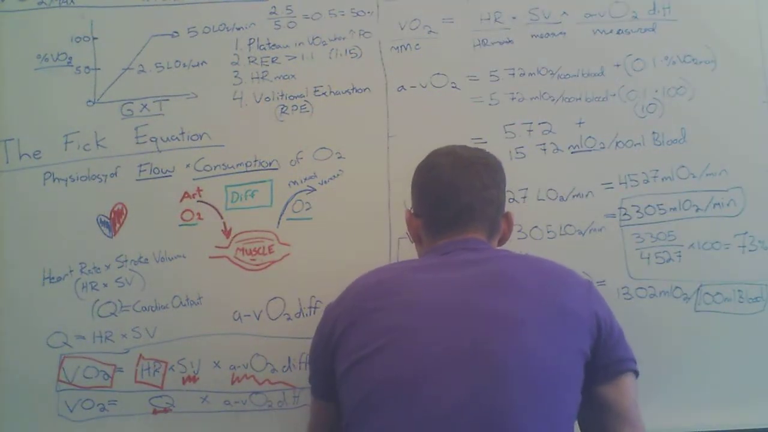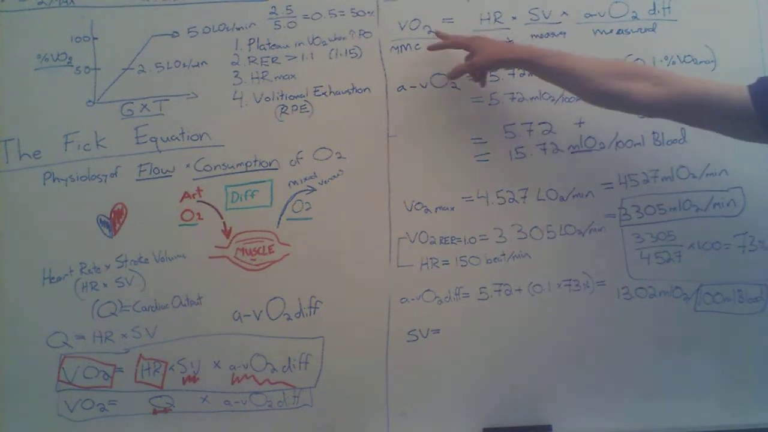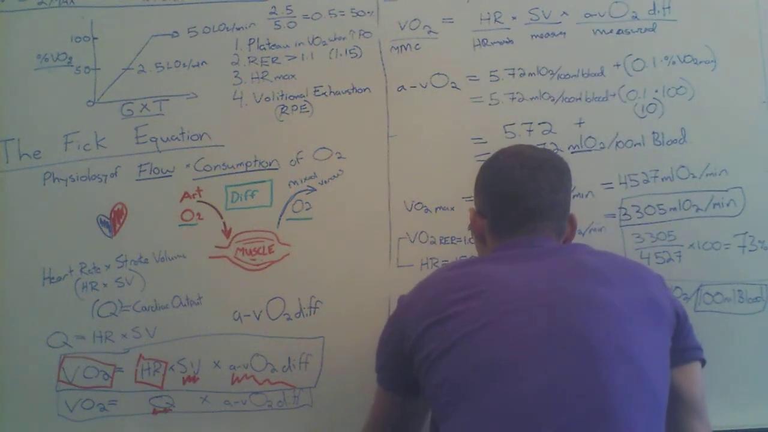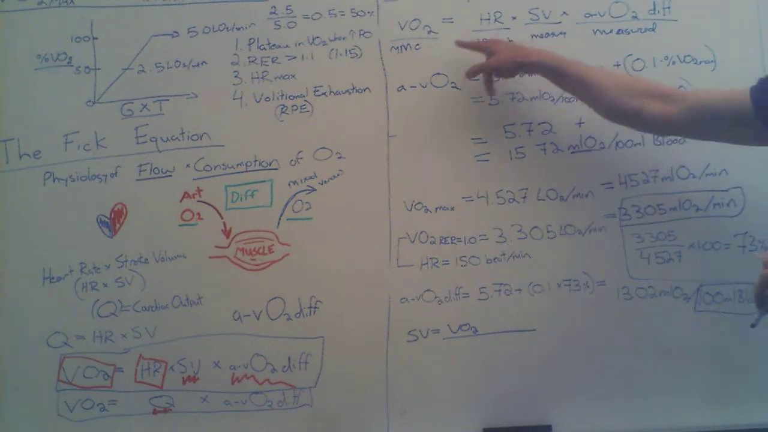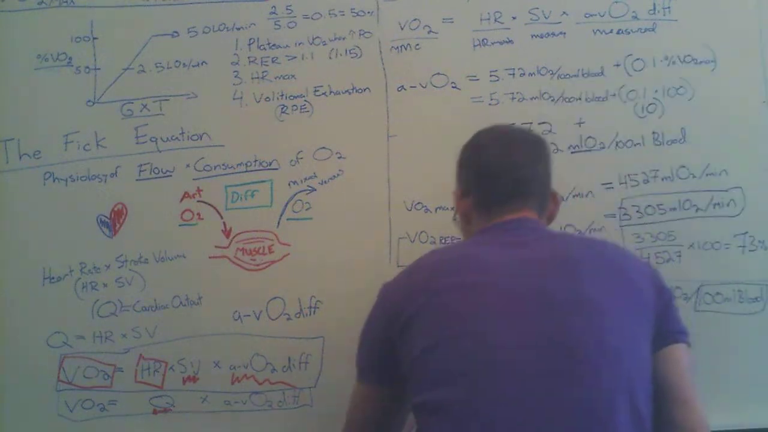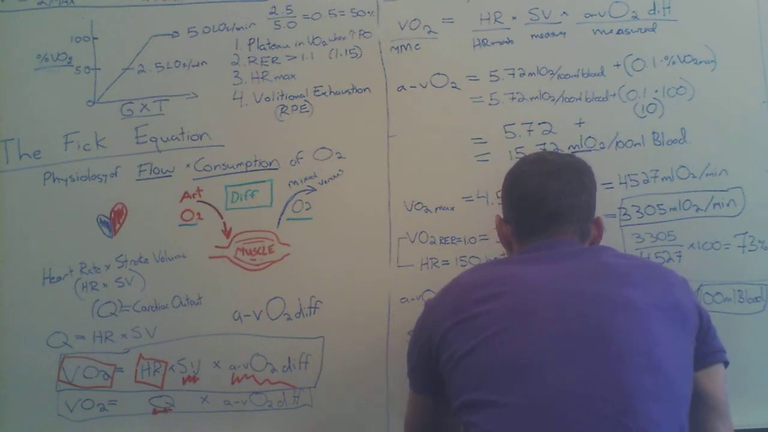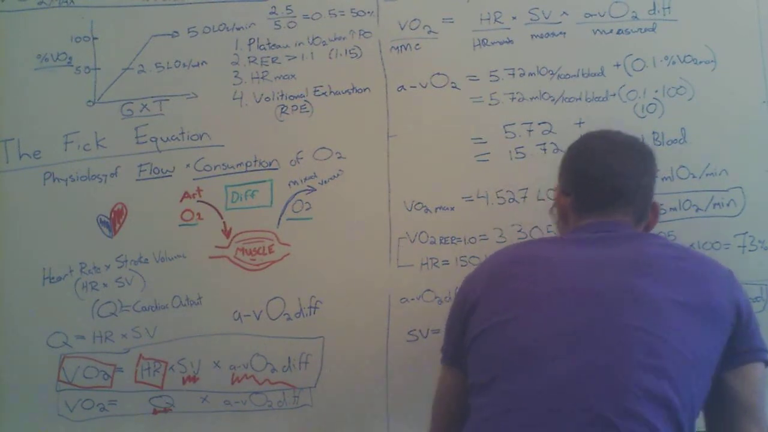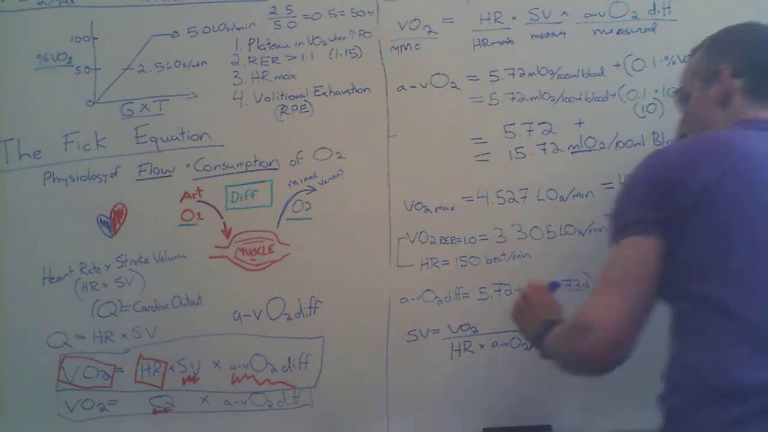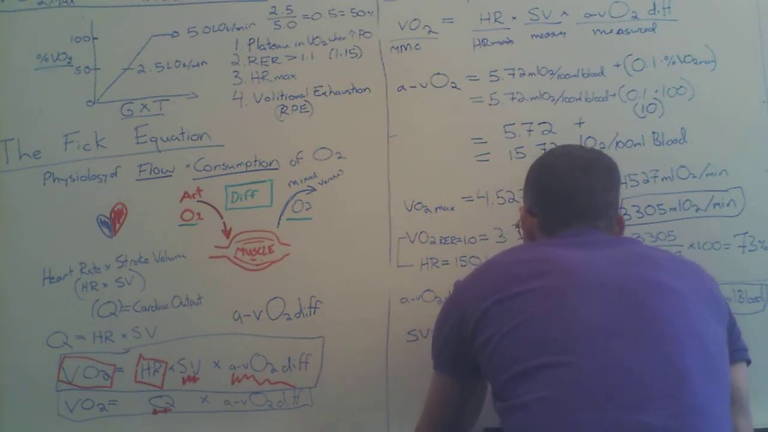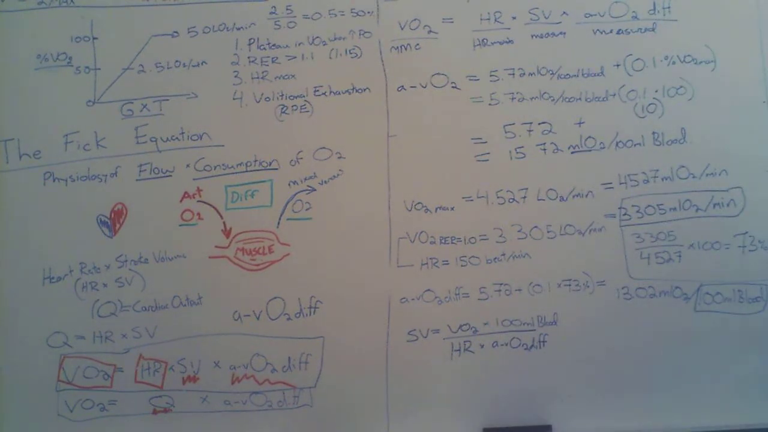Stroke volume, according to the Fick equation, if we rearrange to solve for it, is going to equal VO2 divided by heart rate and AVO2 difference, but we also have to move this to the top and multiply by 100 mils of blood. Okay, let's put some units in, it'll make more sense.